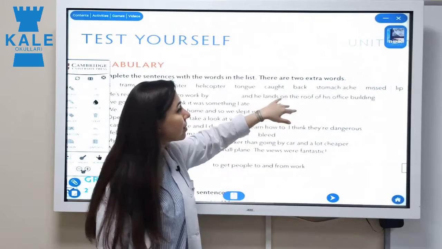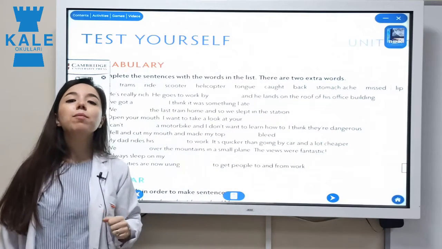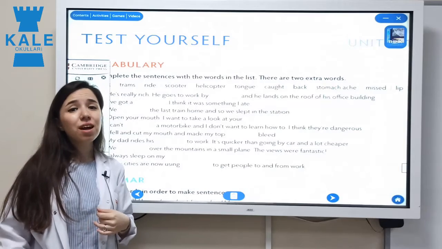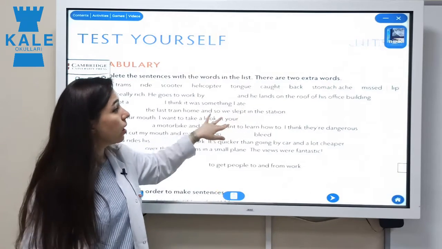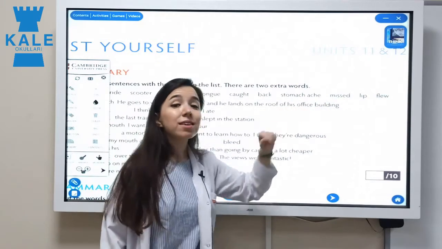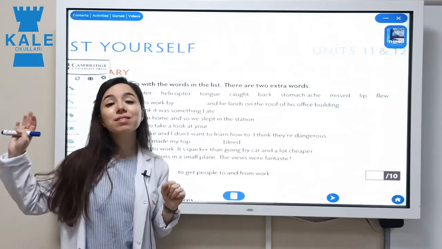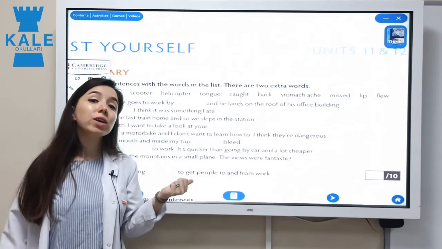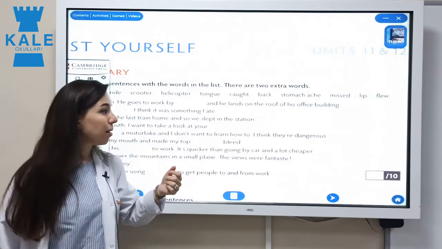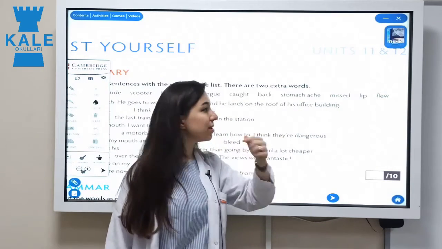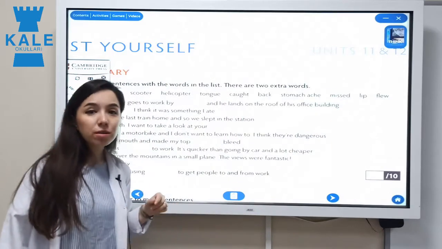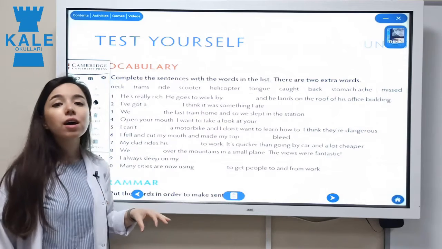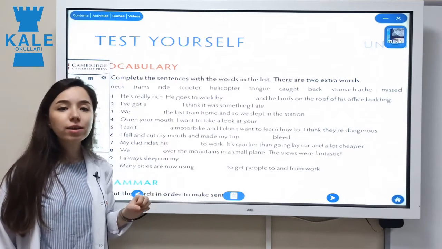Back. Stomachache. When you have a problem with your stomach, you tell the teacher, I don't feel well. I have some stomachache. Can I get out? Missed. I said that this morning I missed the bus. I was late. I missed the bus. So I took a taxi. Missed something. Lip. You know that this is lip. And flew is the past participle form of fly. Yes? So come here. We are going to put these vocabularies in the correct parts.